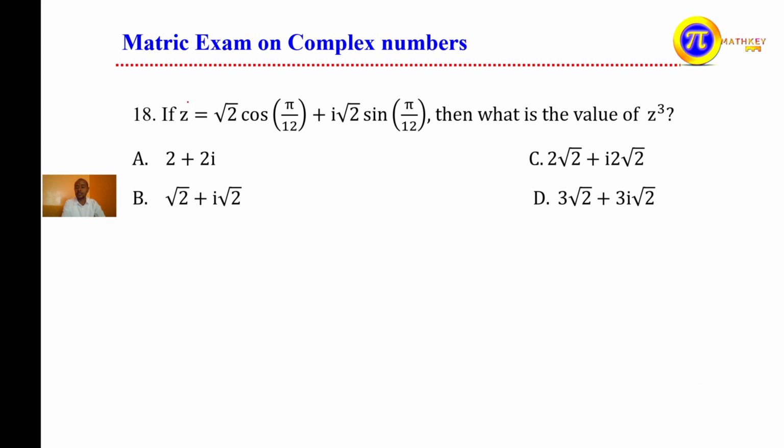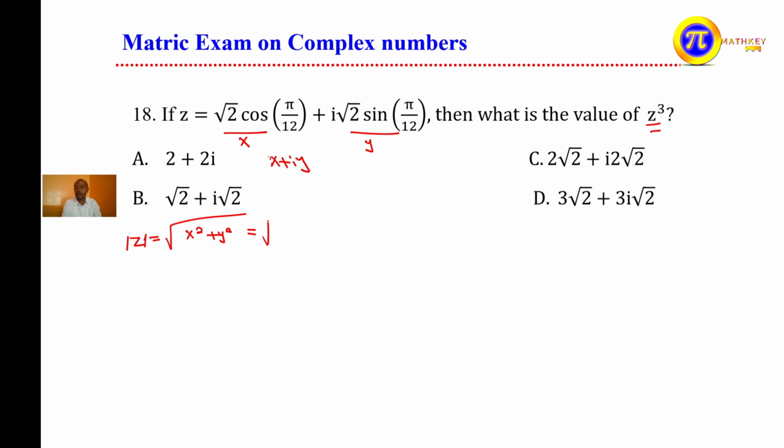We have a complex number z. Let's say this one is x and this one is y. We express this in the form x plus iy. So to evaluate z to the power of 3, we first find the norm of z, or the modulus of z, which is the square root of x squared plus y squared.